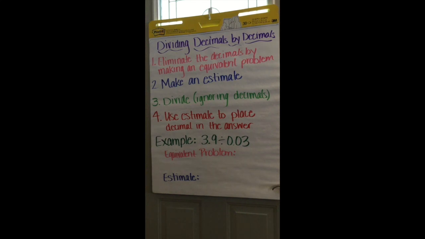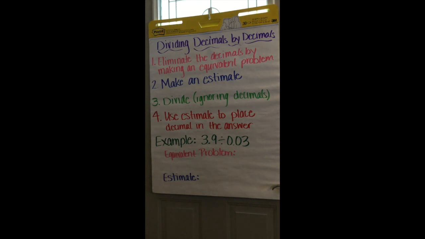Hi guys. So today we're going to talk about our last decimal topic, and we're going to be talking about dividing decimals by decimals. And as you can see, I have divided it up into 4 steps. Step number 1, we are going to eliminate the decimals by making an equivalent problem. And this is something that we have done before, so it's not going to be too bad. It'll make more sense when I show you an example of that.